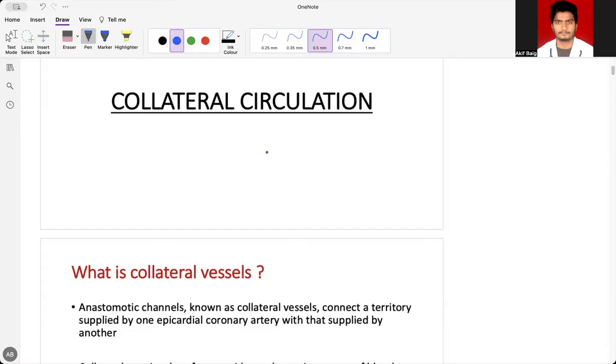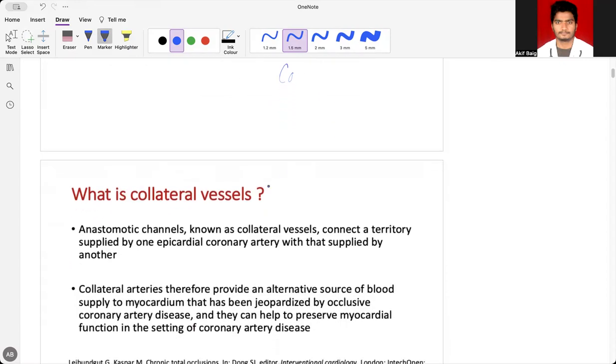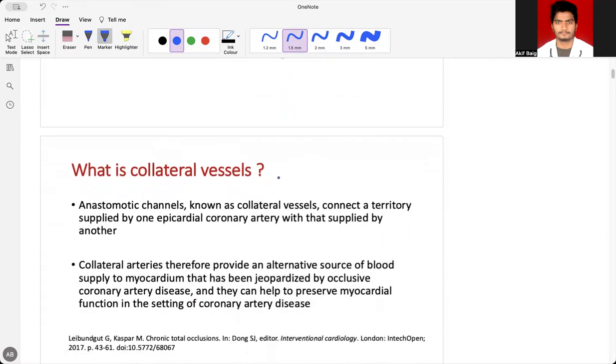Hello everyone. Today we'll be talking about the coronary collateral circulation, which is one of the important topics and aspects which every student should know. So what is a collateral vessel? Collateral vessels are anastomotic channels that connect a territory supplied by one epicardial coronary artery with that supplied by another one.